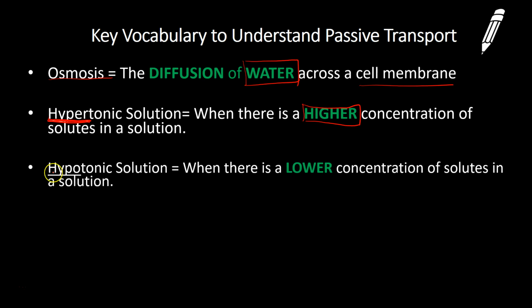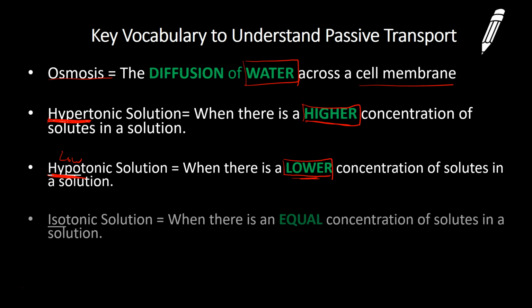Next we have hypotonic solution. That prefix, hypo, means low, okay? So there's a lower concentration of solutes in a solution. Okay, so hyper means there's a higher amount. Hypo means there's a lower amount. And now we have a third one, and that's isotonic solution. This prefix, iso, means there's an equal concentration, or there's the same concentration, okay?